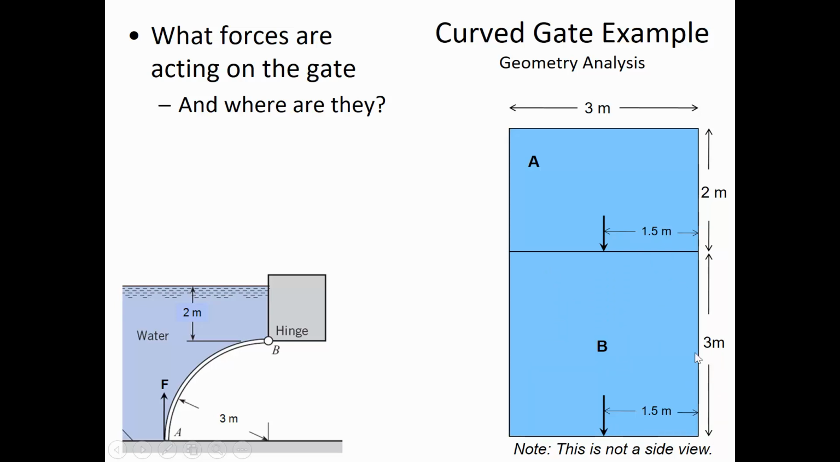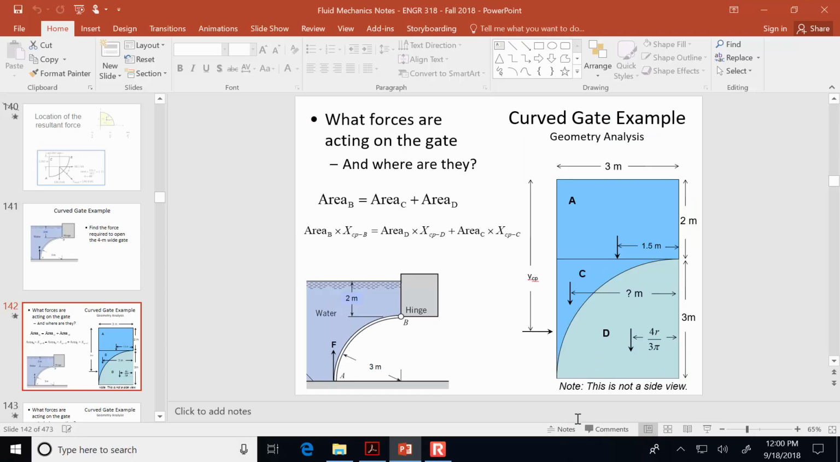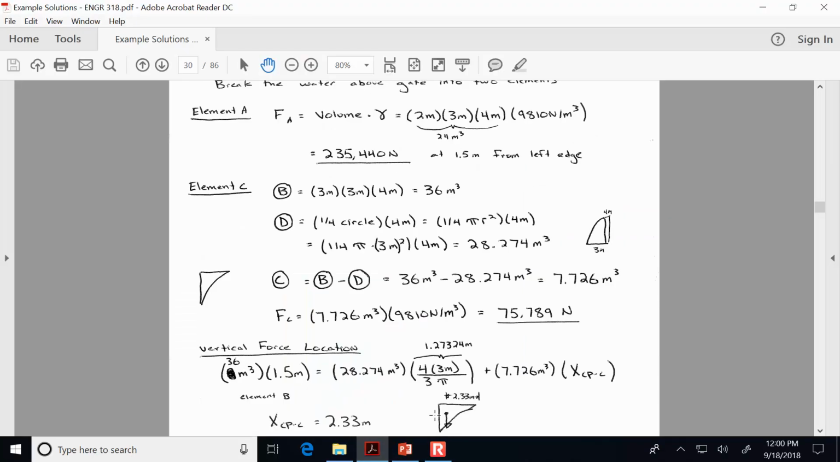The whole is comprised of the parts, and we know the parts are C and D. D doesn't actually have any water. That's beneath the gate, where it's in contact with air. So we're just trying to find out how far it is to the center of area for C. This is the approach we can use to calculate it. You'll get some more practice on this with the homework.